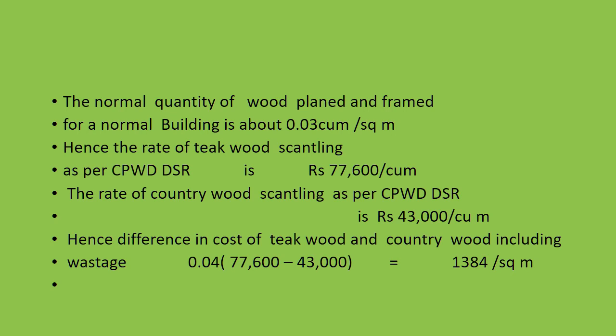So 0.04 cubic meter into the difference in cost of teak wood and country wood. The cost of teak wood is assessed as rupees 77,600 per cubic meter and that of country wood 43,000 per cubic meter. So the difference in cost will work out to 1,384 per square meter. The assessment of cost depends upon the market rate, so the valuer has to inquire and find out the exact cost of teak wood as well as country wood.